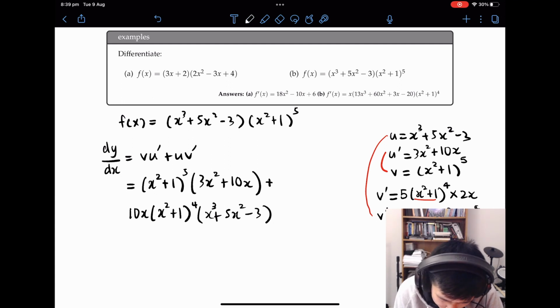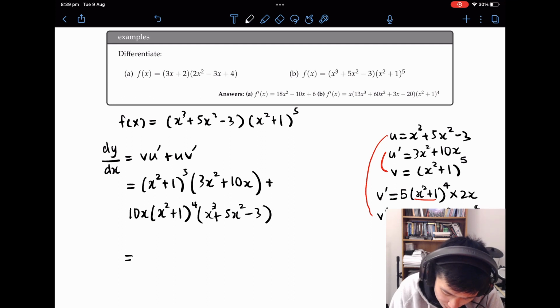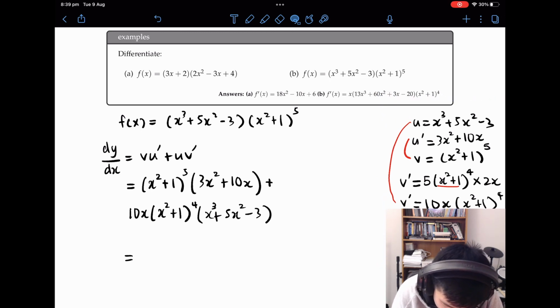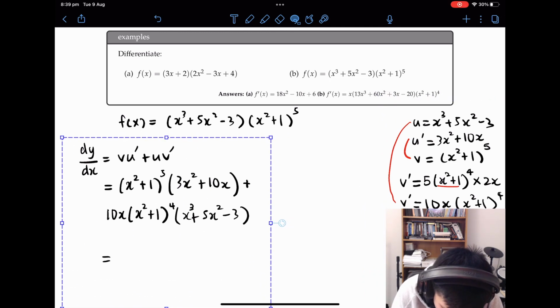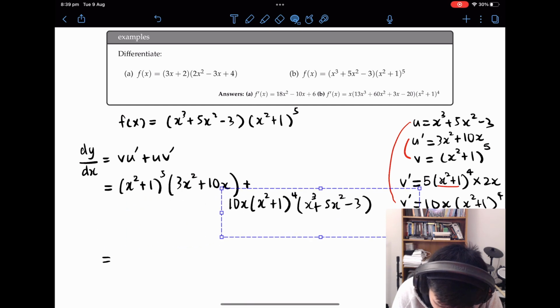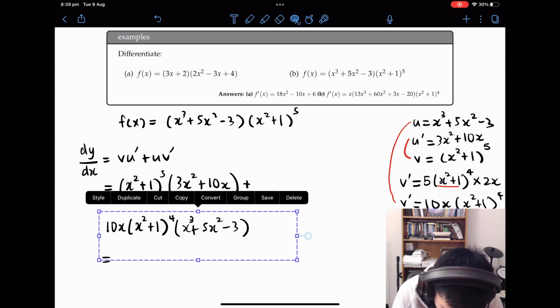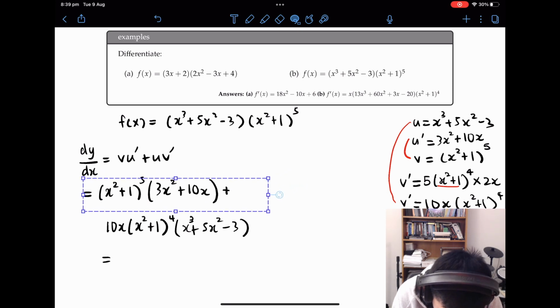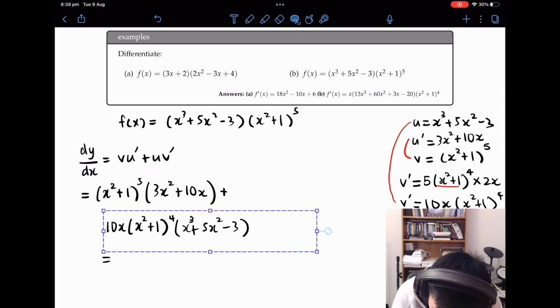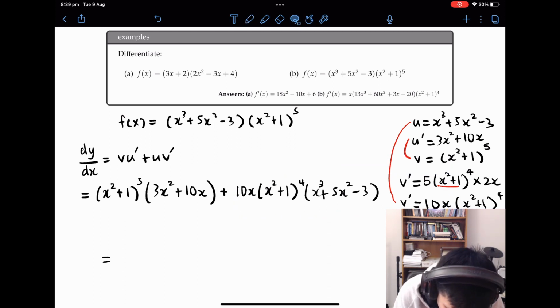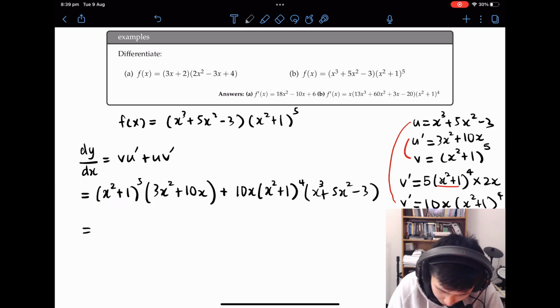Now, if you look at what we have here, this looks quite hard to expand. And you would be right in thinking that we do not expand, because expanding will actually make our life very, very hard. As you can see, we've got an (x squared plus 1) to the power of 5 and then an (x squared plus 1) to the power of 4. So we actually want to factorize as best as we can. And so let's look at our common factors.